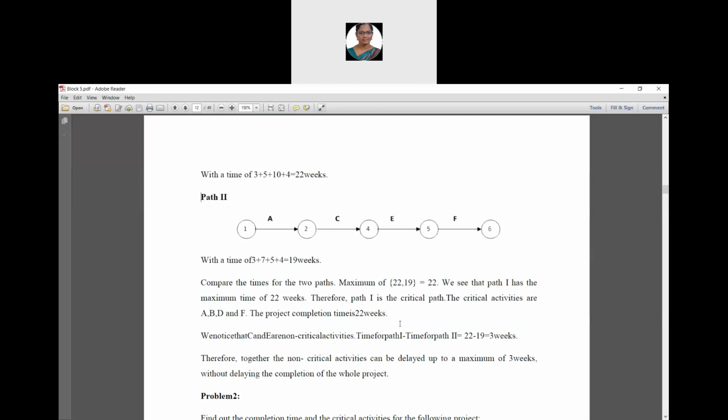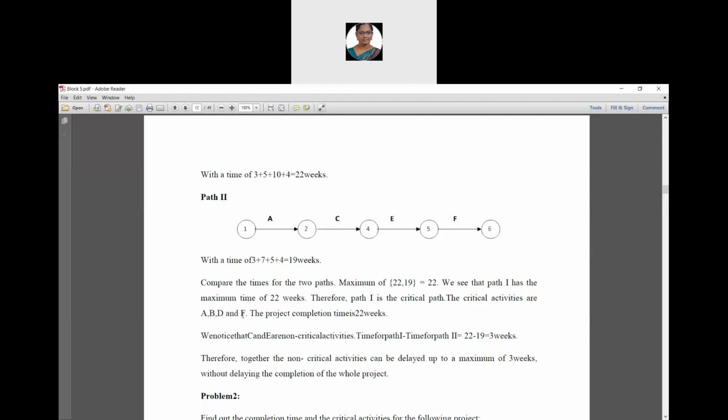Here we notice that E and C are non-critical activities. I mean, the critical activities are A, B, D, and F. Yes, critical activities are A, B, D, and F. The rest of the activities, C and E, are non-critical activities.